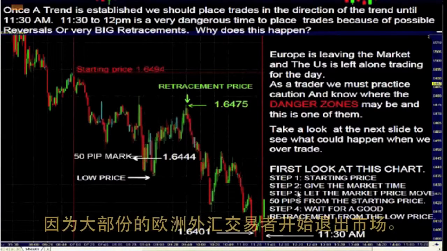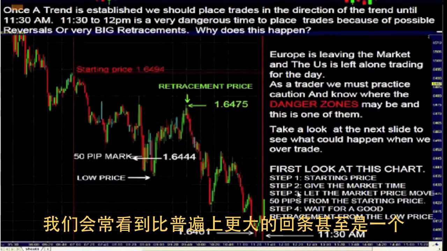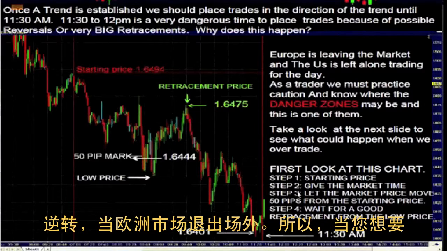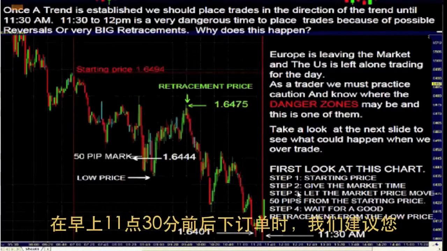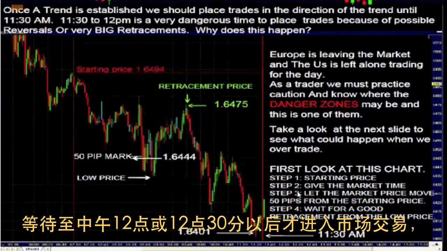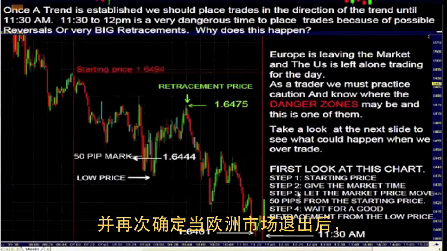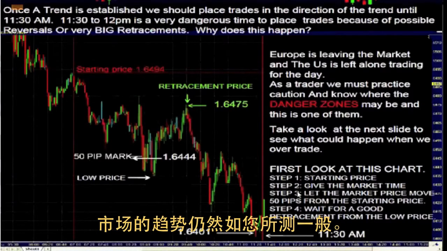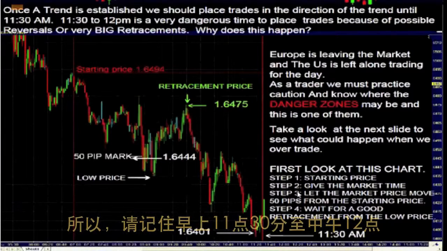This is when we can see larger retracements than normal and even possible reversal levels happen during that time when Europe is leaving the market. So when you're trading in the foreign exchange, if you're about to place a trade in the direction of the trend at 11:30 in the morning, you might want to hold off till approximately 12 noon, maybe 12:30, to make sure the trend will continue after Europe has left the market. So keep that in mind when you're trading in the foreign exchange.